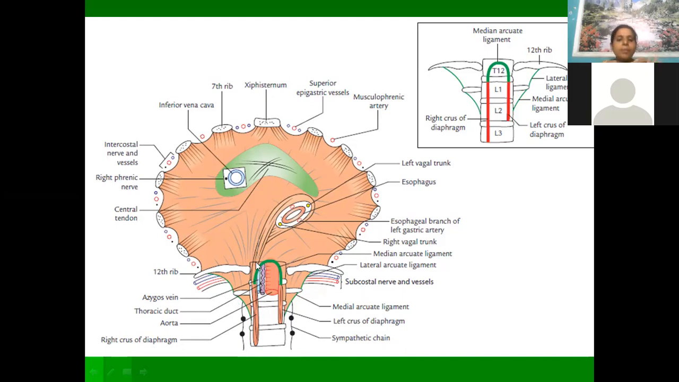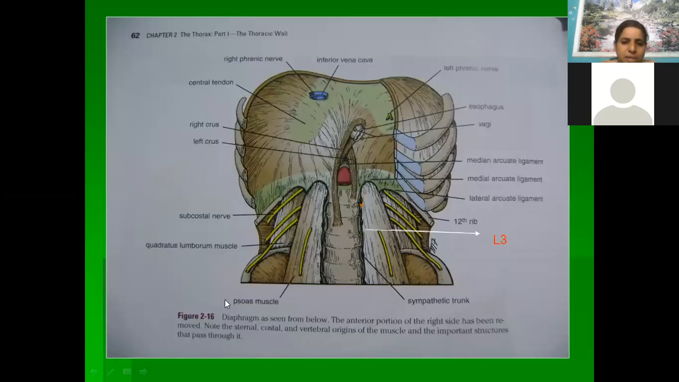And if you remember me telling, IOA 8 10 12, what is that? I is the inferior vena cava opening. It is present at the level of the 8th thoracic vertebra. O is the esophageal opening, that is at the level of the 10th thoracic vertebra. And the aortic opening is at the level of the 12th thoracic vertebra. IOA 8 10 12. You just remember this code, it becomes easy for you.